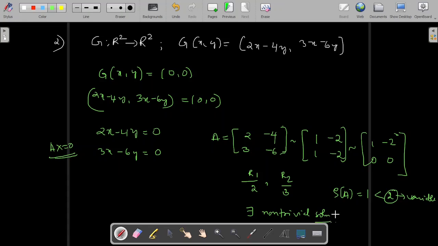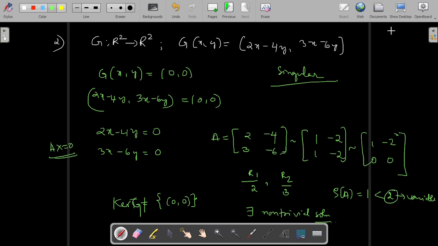Now, we don't want the non-trivial solutions. We just want to check: is the kernel of T equal to only the set containing 0? In this case, it is not equal. Here, the kernel of G is not equal to the set containing only 0. Hence the given transformation is a singular transformation. This is a singular transformation, because we don't want actual solutions here.